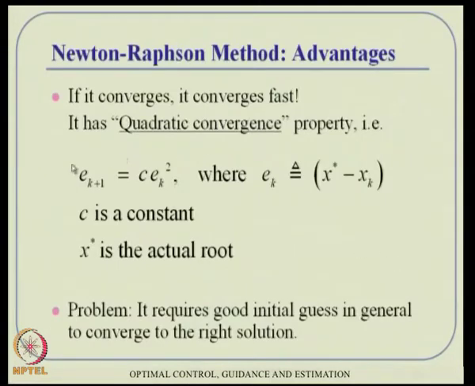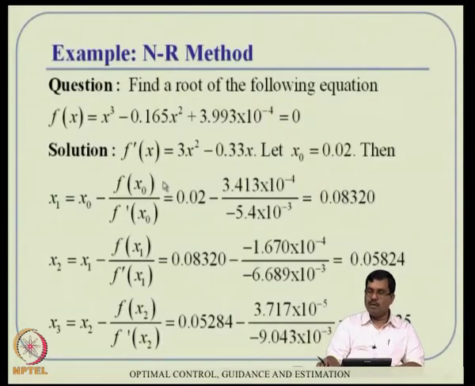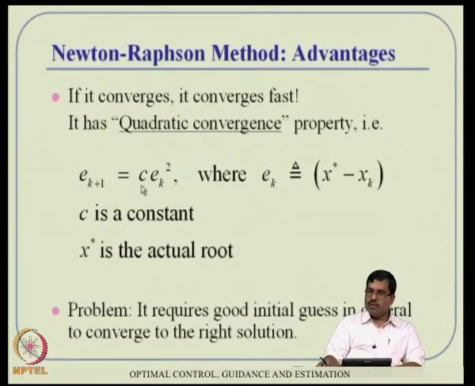So, if I calculate that way, it will turn out that e_{k+1} is something like c times e_k squared. Normally this e_k is a relative error, and these are typically less than 1. If it is less than 1, e_k squared is still further less than 1, a very small value. So e_{k+1} is proportional to e_k squared, which means it will converge very fast. That is called the quadratic convergence property.